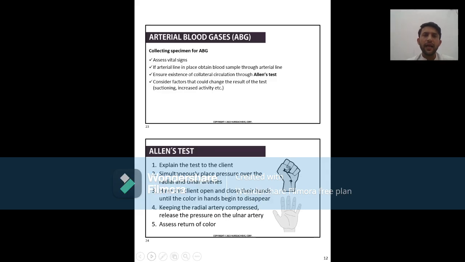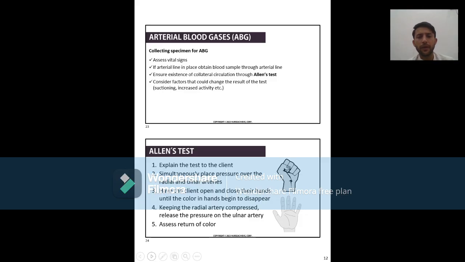If an arterial line is in place, obtain the blood sample through the arterial line, which is an easy procedure in the ICU. But if the patient has no arterial line, we have to perform a specific test, which we call the Allen test, for collateral circulation. We also have to consider the factors which change the patient's pH level, such as suctioning and increased activity, which change the patient's CO2 and respiratory rate.